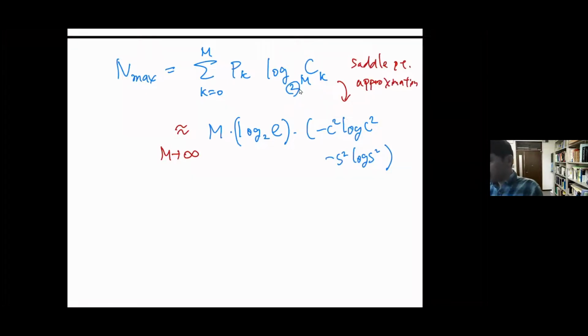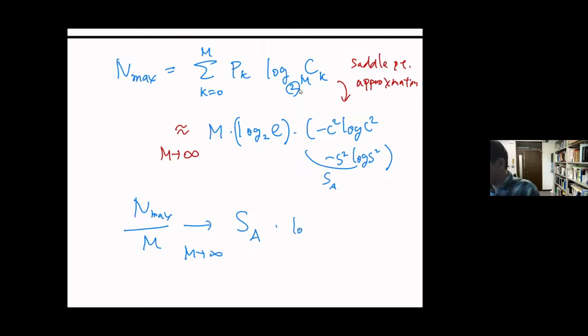And then that means we take n max over m, and m goes to infinity. We get this. Indeed, this is the entanglement entropy times log 2e. This is something we already argued, and indeed we can derive this relation between entanglement entropy and the number of EPR pairs this way. This is quite a basic theorem in quantum information.